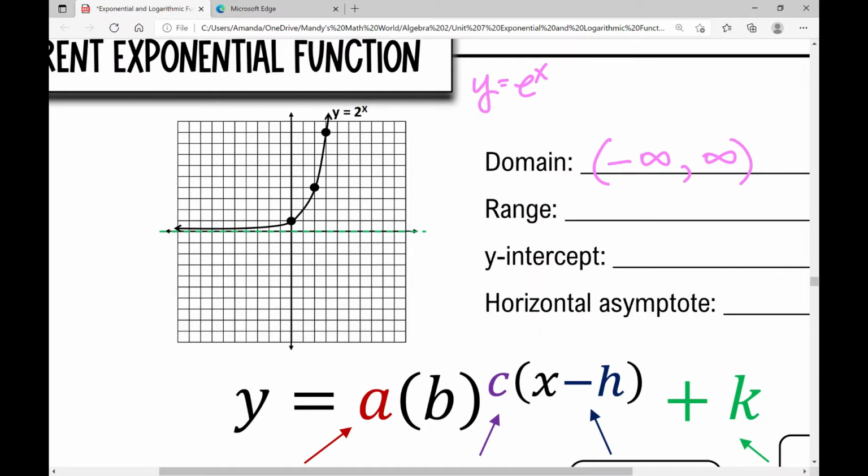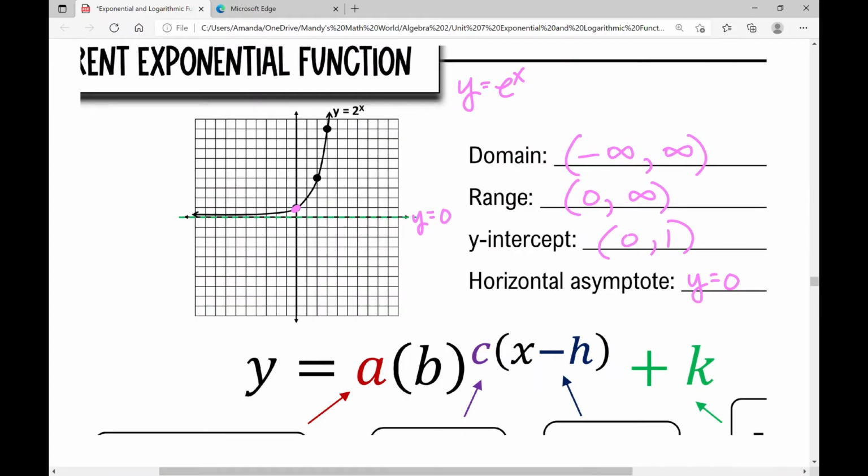Our range, because that asymptote right here is at y equals 0, that means your function will forever and ever approach that asymptote. It will never, ever touch it. So our range is from 0, not including 0 because there's an asymptote there, to infinity. The y-intercept right here, that's a key point, is at (0, 1), and your horizontal asymptote is y equals 0.